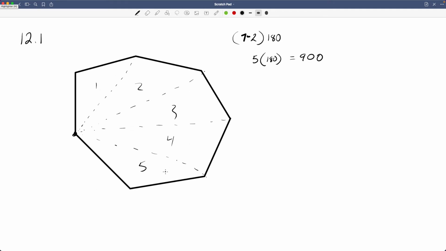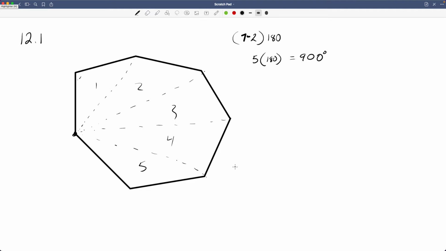So the interior degree measure of this polygon is 900 degrees, without us having to get a protractor and add them all up. That would be the pre-algebra way to do it, or the elementary way to do it, would be to measure the angle with the protractor and then add all the angles up. This is the better way, the faster way, the easier way. That was example 12.1. That's all it was.